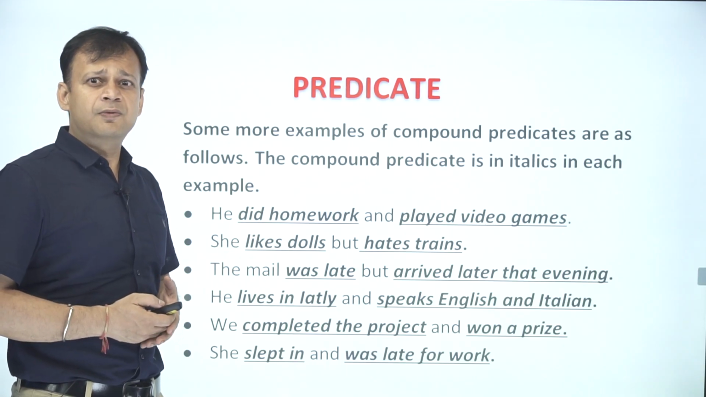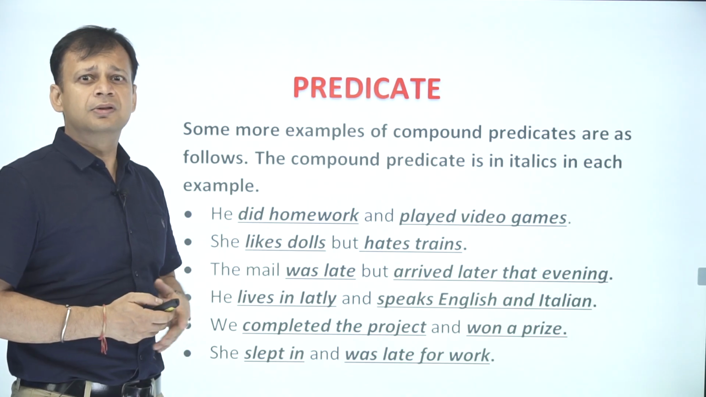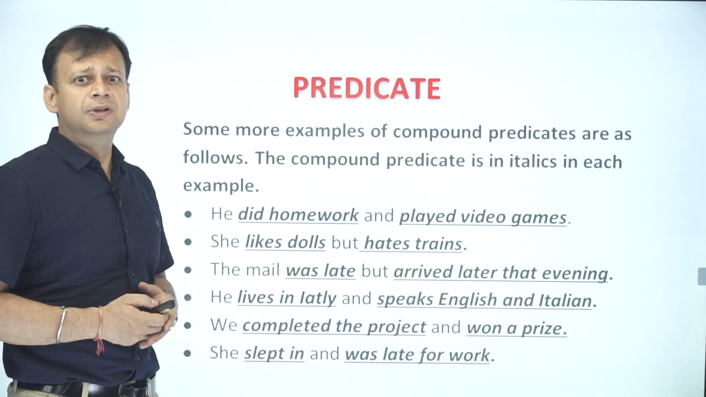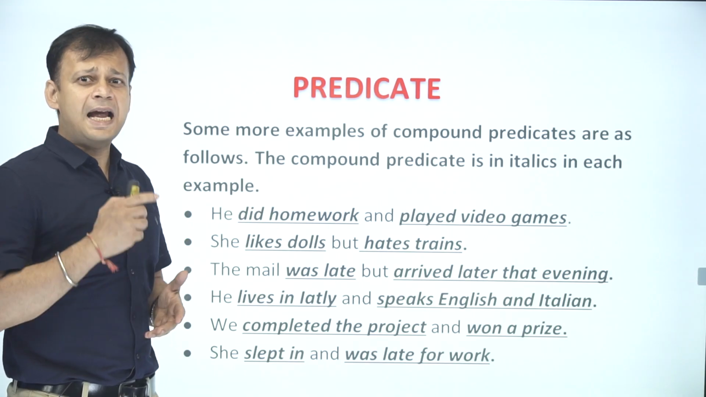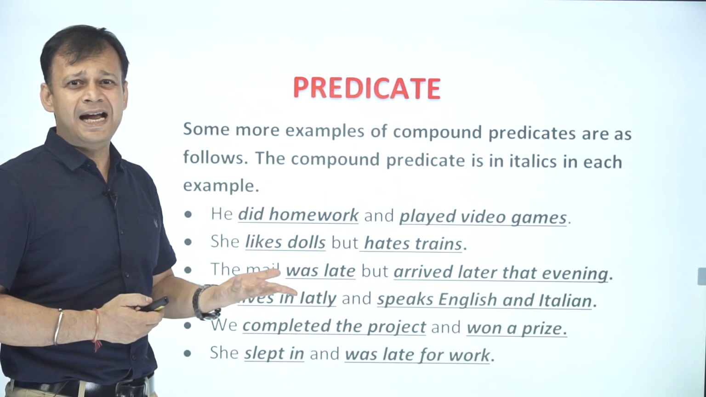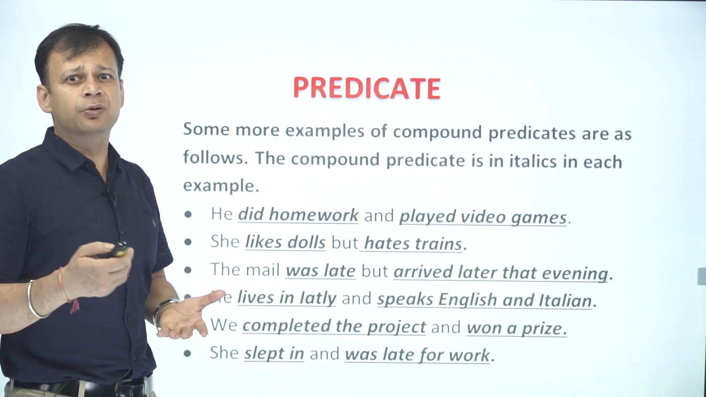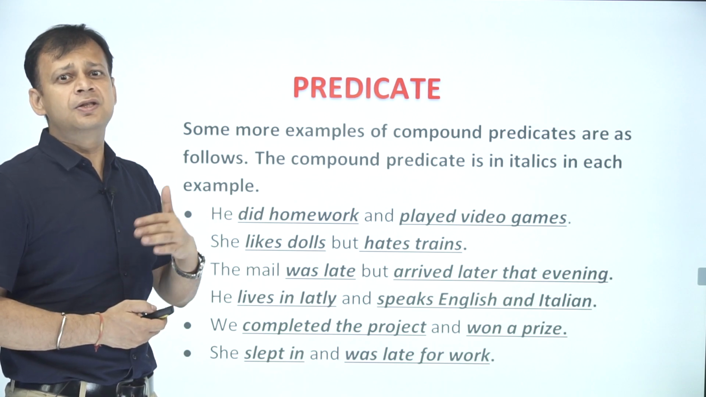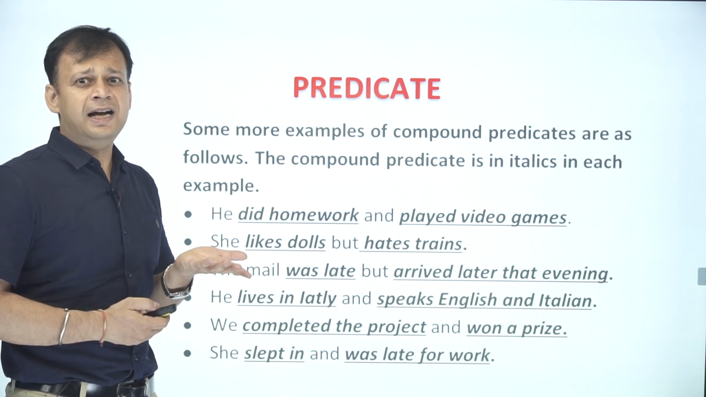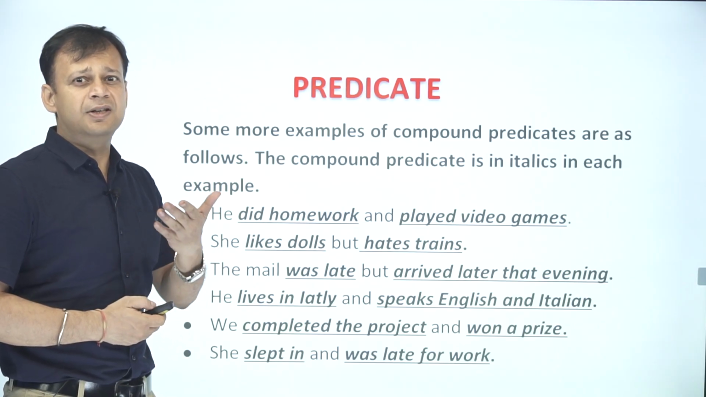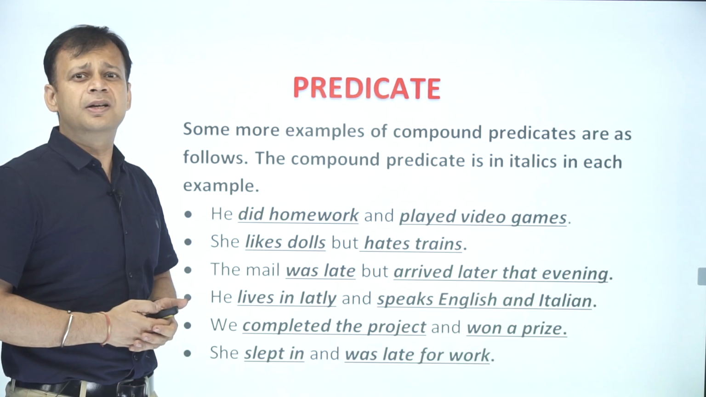So some more examples of compound predicates are as follows. The compound predicates are in italics in each example. He did homework and played video games. So here we have two sets of events joined by and: did homework and played video games. She likes dolls but hates trains. So liking and hating, and we have a contrast indicator, but, in between. So these are the examples of compound predicates over here.